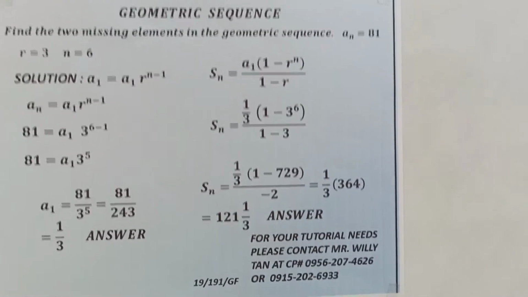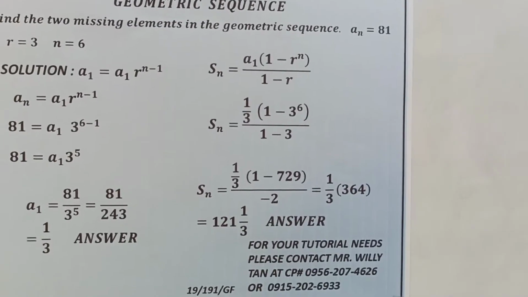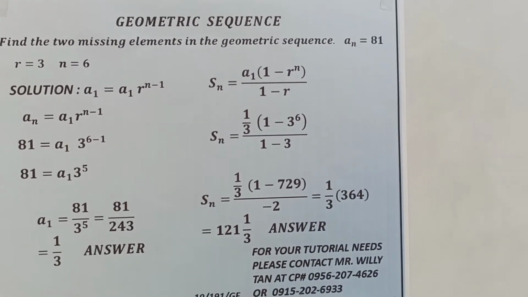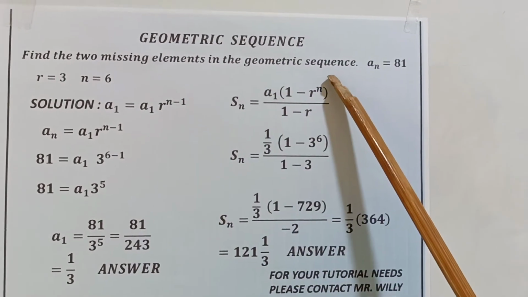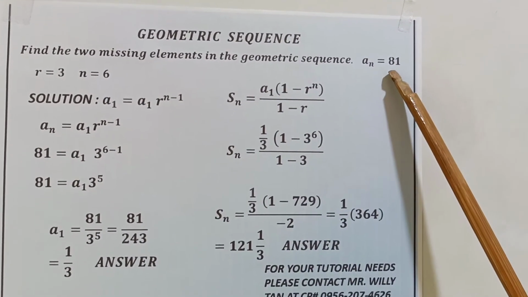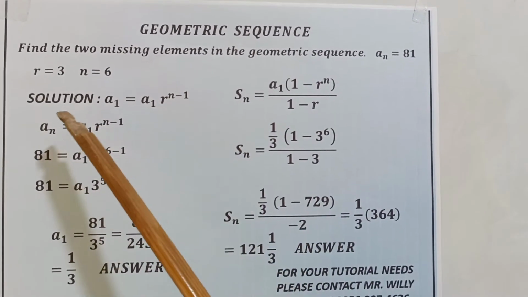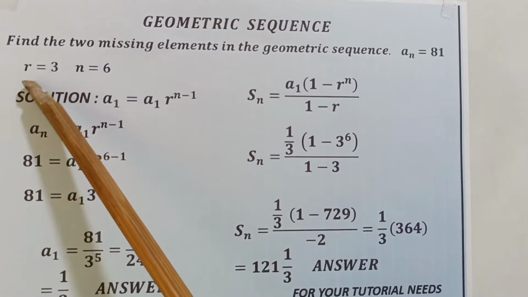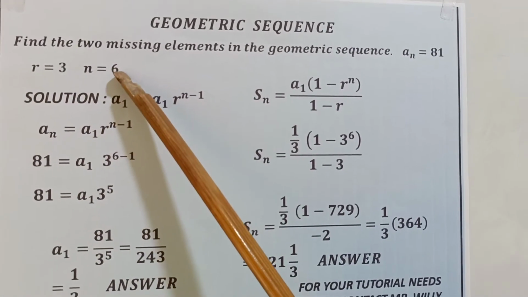Now we're going to discuss the geometric sequence, and we have three problems for today. The first one: find the two missing elements in the geometric sequence where a sub n is equal to 81. Aside from that, we're given the geometric ratio 3 and the number of terms equal to 6.